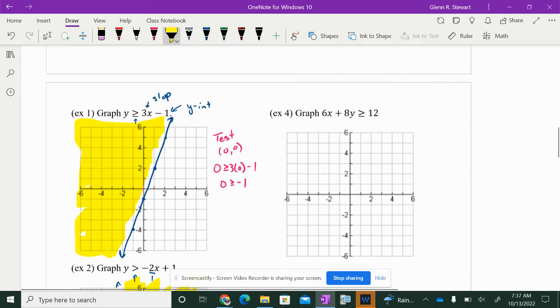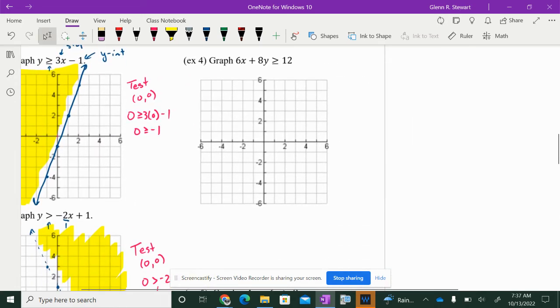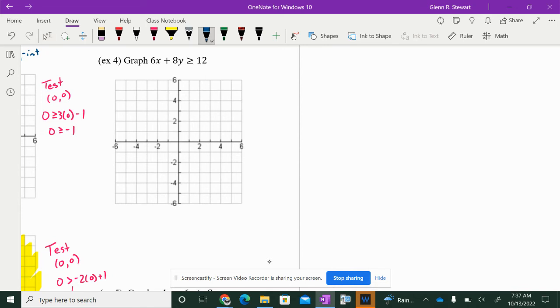A couple other scenarios that you might run into. Something like, what if it's not in y-intercept form, or slope-intercept form? There's a couple ways that you can do this. You can either find the x and y intercepts if you want to, or you can switch around the problem. I personally like to solve for y and switch around the problem.